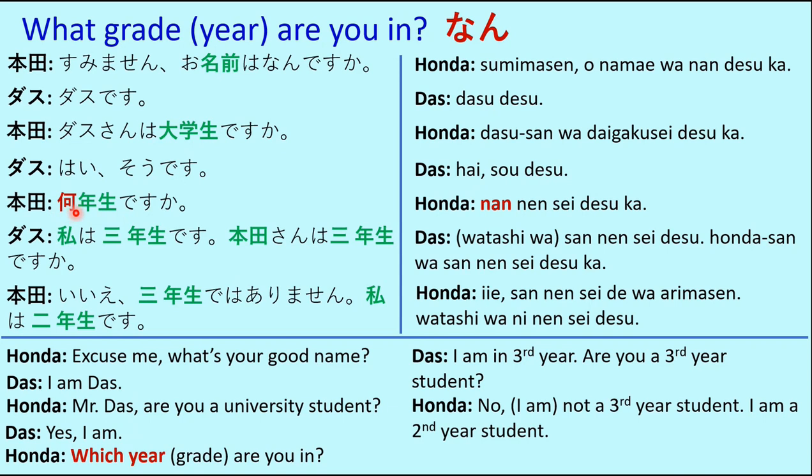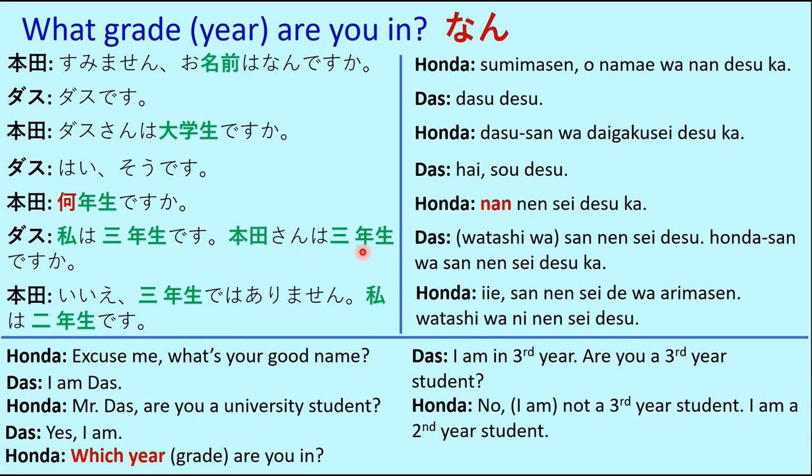This is year. This is student. What year student are you? Desu ka. So Das-san replies that watashi wa 3年生 desu. I am a third year student. And then he again asks a question to Honda-san. Honda-san wa 3年生 desu ka? So he asks him if he is also a third year student.